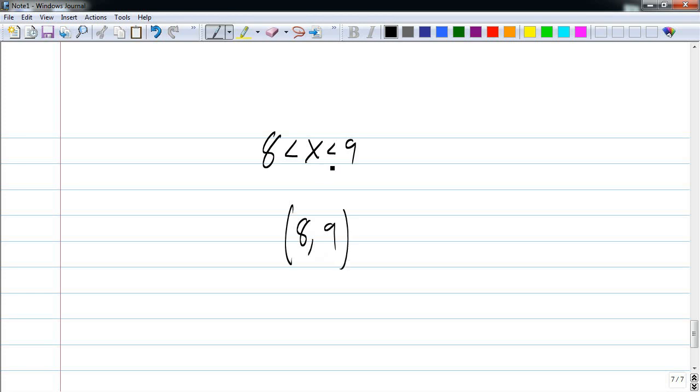Okay. What if the problem were like this? How would that change? Well, I would use a bracket on the 9, because all of a sudden 9 is included. Ditto if I include the 8. Now 8 is included. If it's less than or equal to or greater than or equal to, then that number is included in the interval and I use a bracket. If it's strictly less than or strictly greater than, I use a parenthesis.